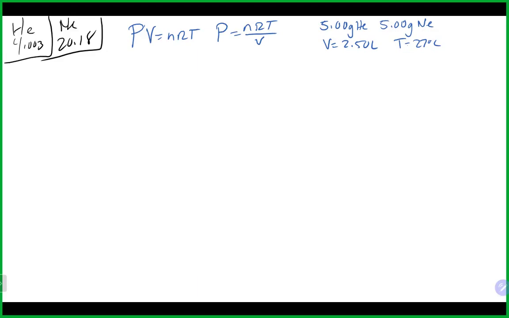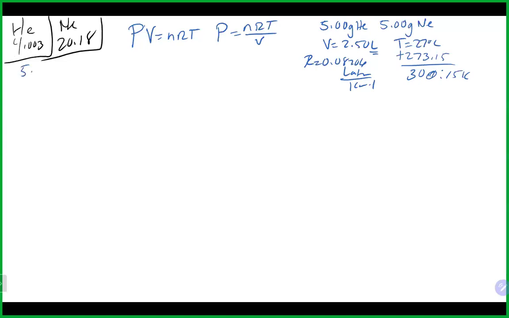A couple things we need to do, like normal: convert our temperature into Kelvin. That's going to get us 300.15 Kelvin. Our volume's in liters, so we're good to go. That is going to be the volume and temperature for each gas. R we always have, which is our gas constant, 0.08206 liter atmosphere per Kelvin mole. So we do need to get the moles of each of them.